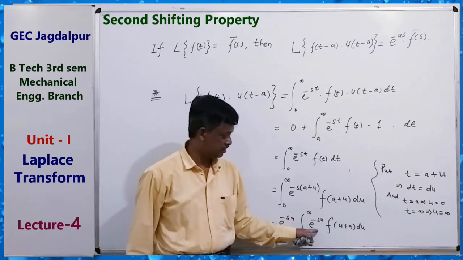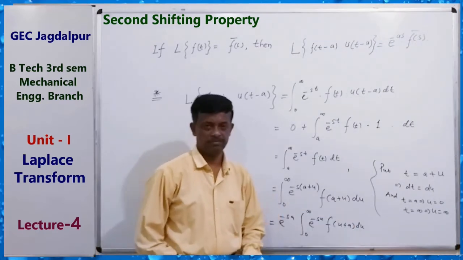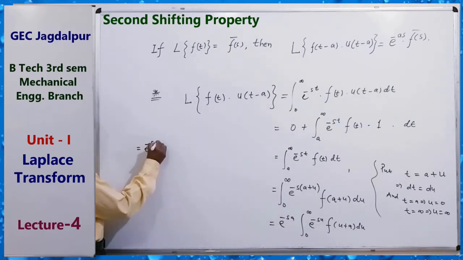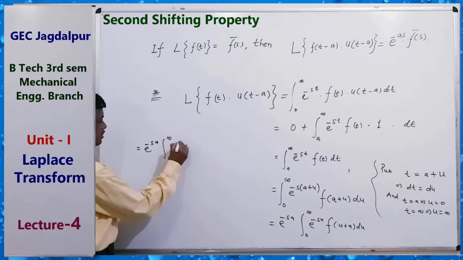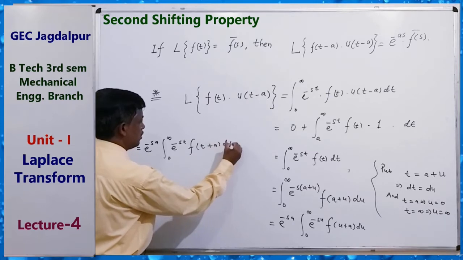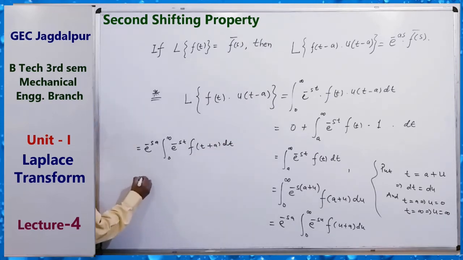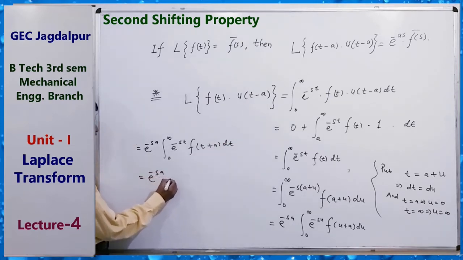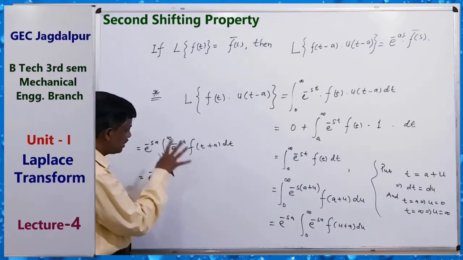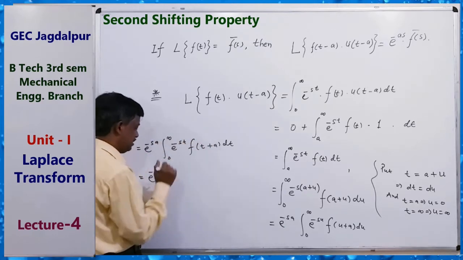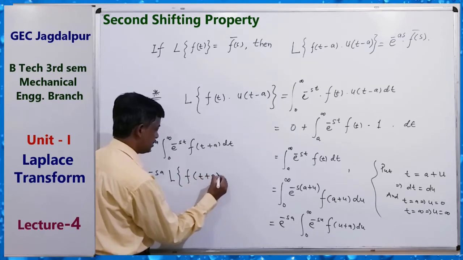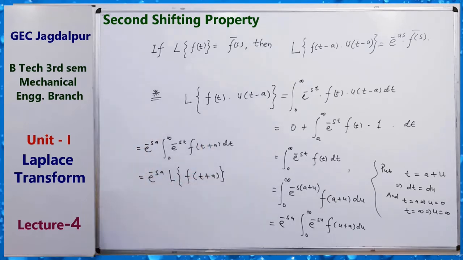Also you can write this integral with u taken as t. So e to the power minus s a, times the integral from 0 to infinity of e to the power minus s t f(t plus a) dt. That means L of f(t) plus L of f(t plus a). Clear?